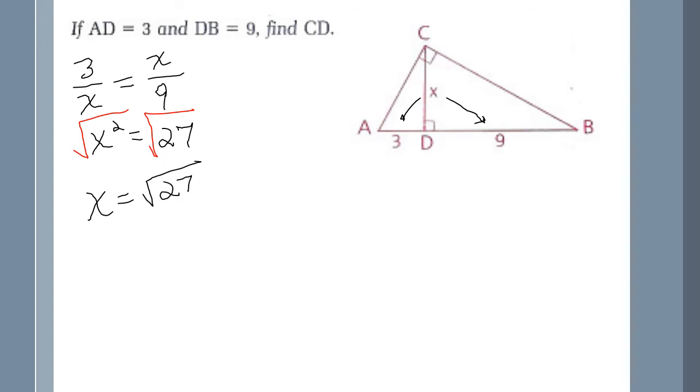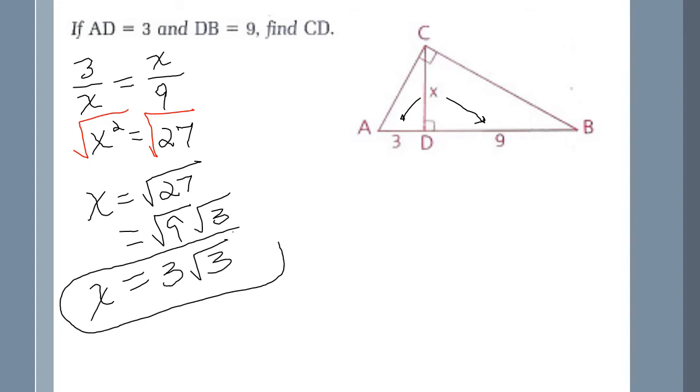Now, you're not allowed to stop there because you're big boys and you're in honors. So we're going to simplify those radicals. This is the square root of 9 times the square root of 3. And I end up with x equal to 3 times the square root of 3. So that's our final answer.